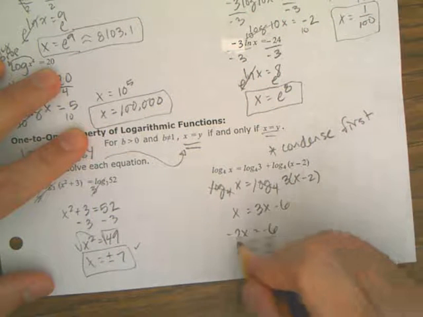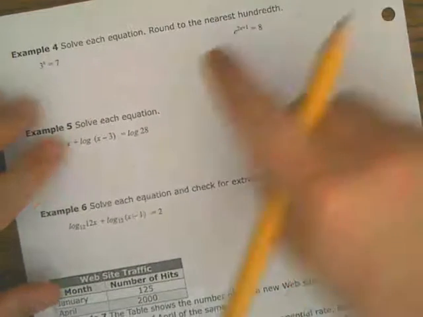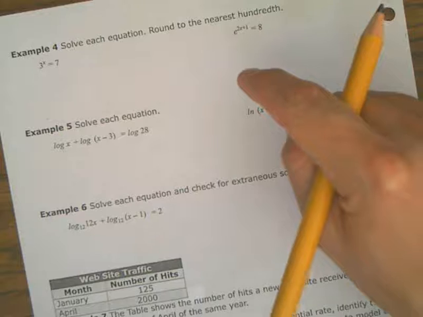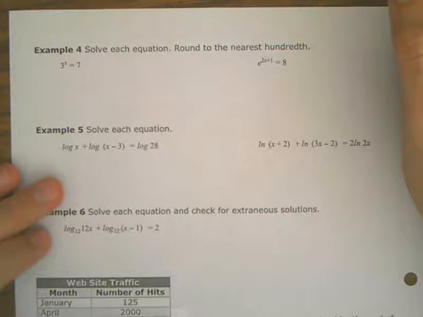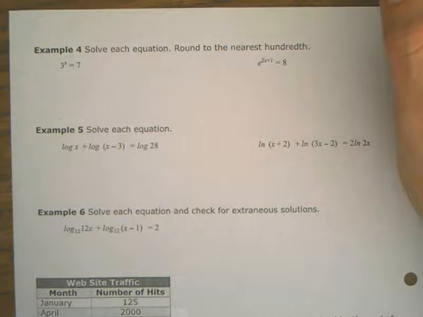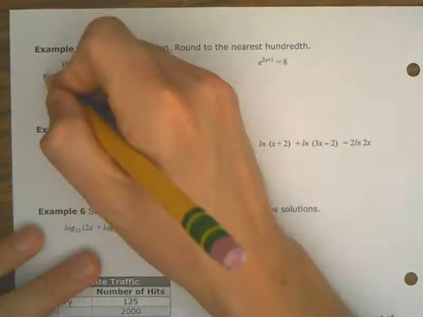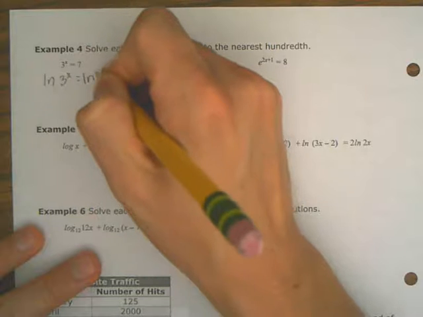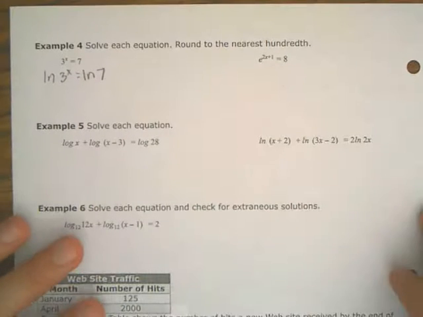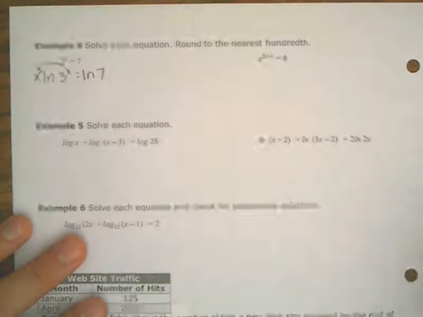Example 4. We've got exponential equations. So in this case, instead of raising to the exponent, we're going to do the natural log on both sides. Natural log of 3 to the x equals natural log of 7. We can take the natural log of both sides. Using our properties over here, we can move the x down here. Isn't that neat? x natural log of 3 equals natural log of 7.